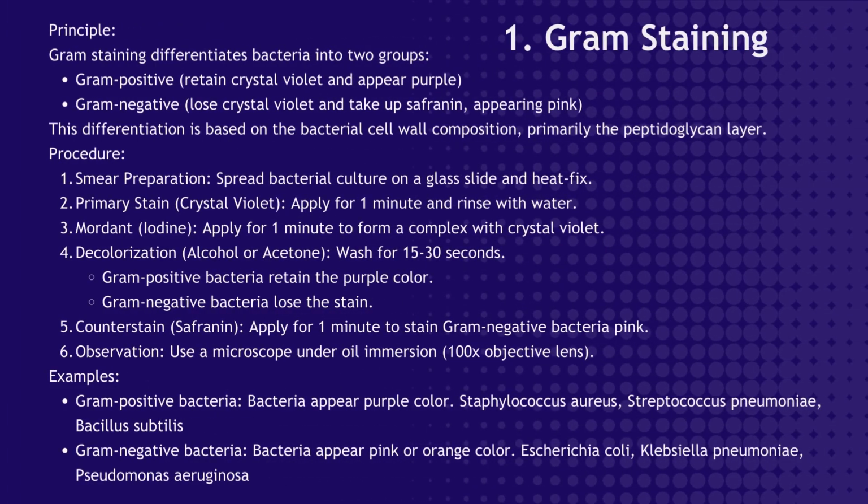Examples: Gram-positive bacteria. Bacteria appear purple in color. Staphylococcus aureus, Streptococcus pneumoniae, Bacillus subtilis. Gram-negative bacteria. Bacteria appear pink or orange in color. Escherichia coli, Klebsiella pneumoniae, Pseudomonas aeruginosa.